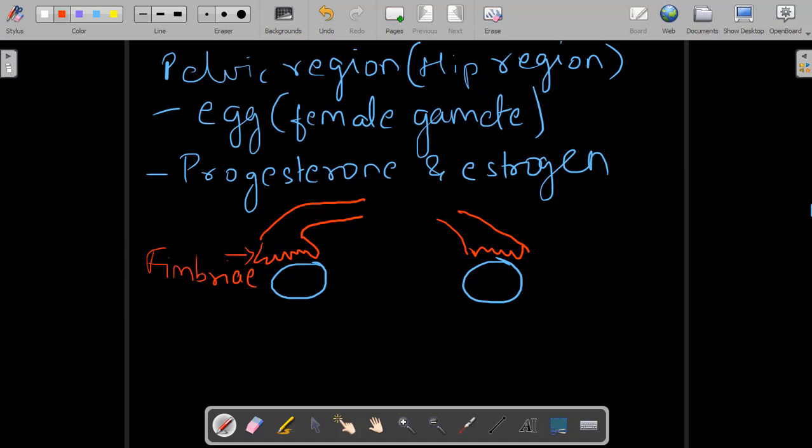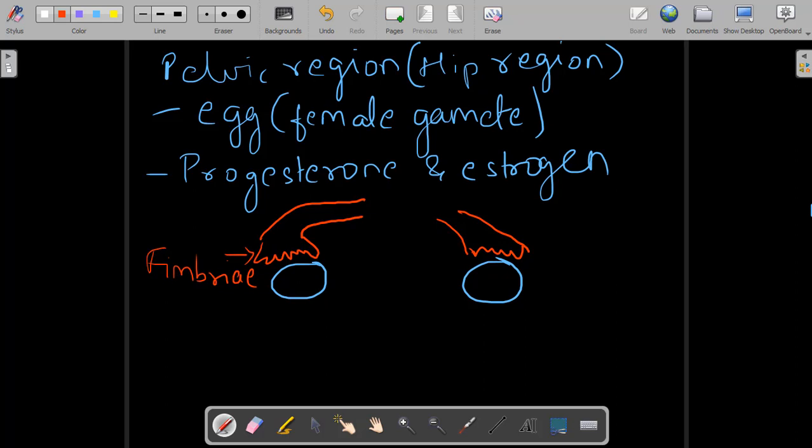And what is the function of the fimbriae? As soon as the egg is formed and matures, the fimbriae catch hold of the egg when it is released from the ovaries. It is caught by these finger like structures, and after receiving the egg, they will send the egg into the fallopian tube. So the function of the fimbriae is catching hold of the egg.